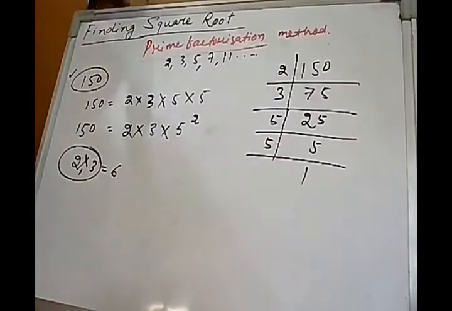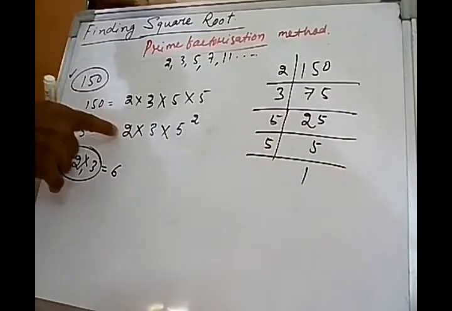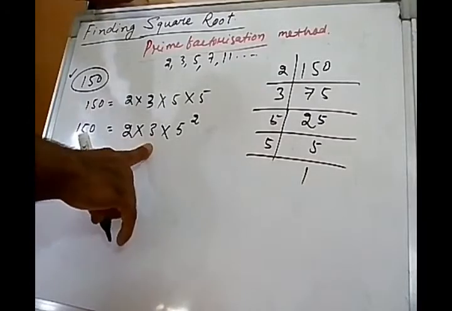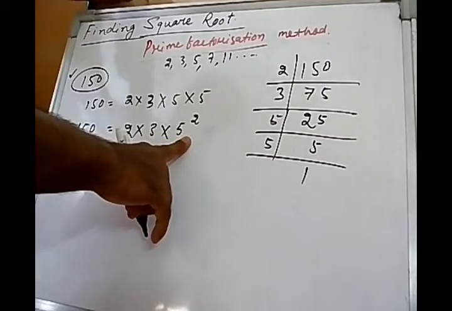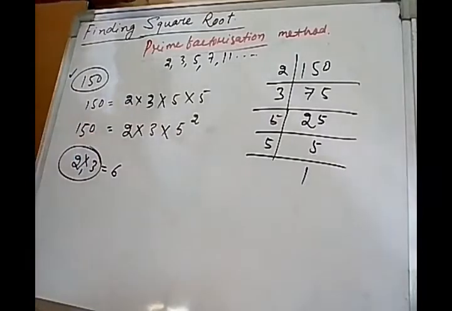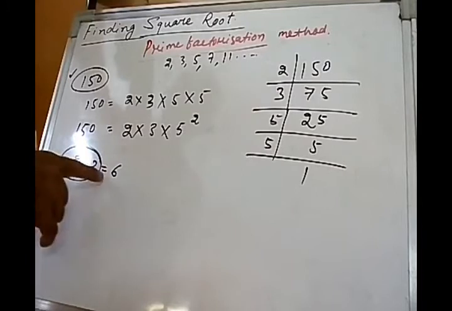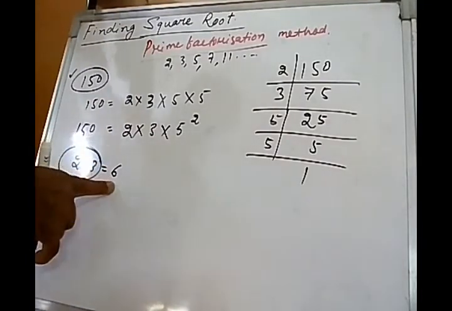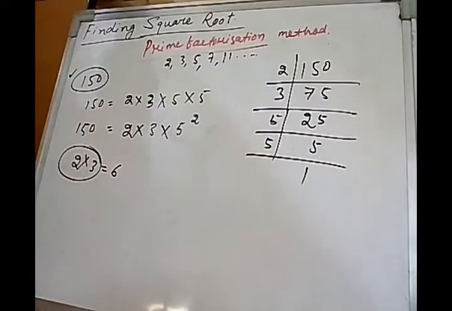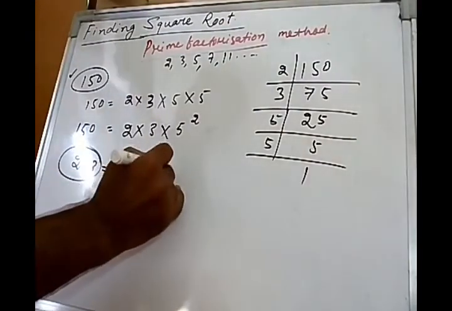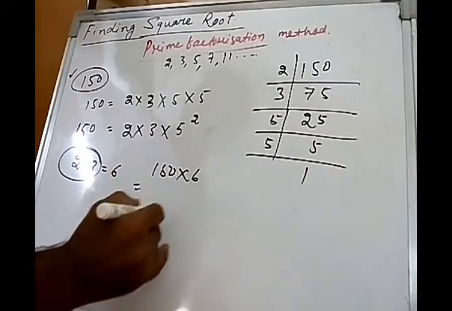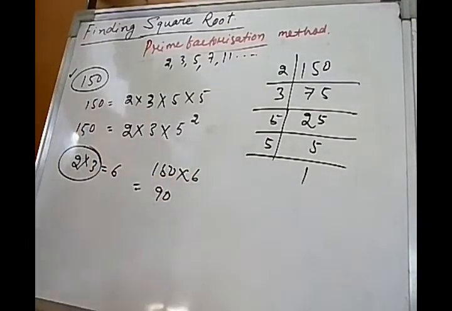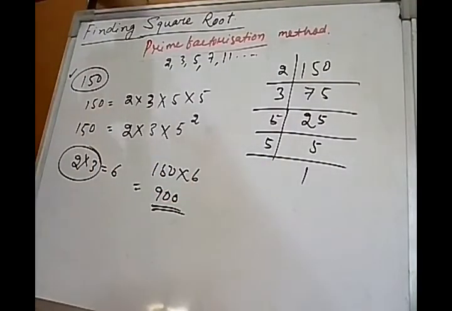If you multiply 6 to 150, then 2 will be in the form of a square, 3 also will be in the form of a square, and 5 also will be in the form of a square. Then 150 will be a square number. See here, 2 and 3, and 2 3s are 6. If you multiply 150 directly with 6, then inside 6 we will get 2 also and 3 also. So now 150 multiplied by 6: 15 6s are 90, and here 0, 900, and you know 900 is the square of 30.